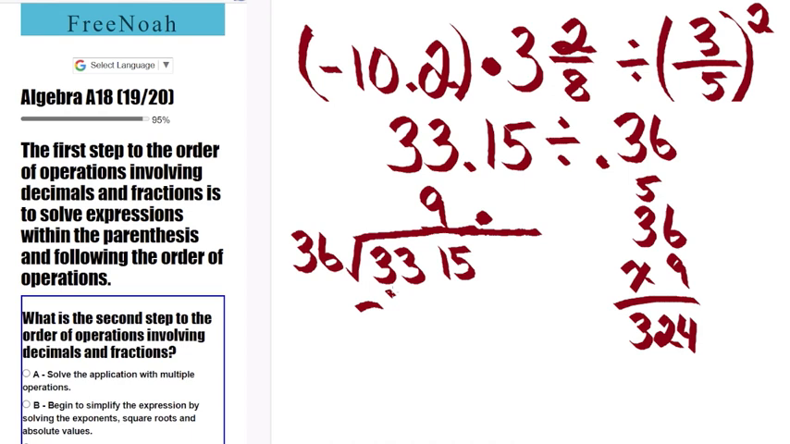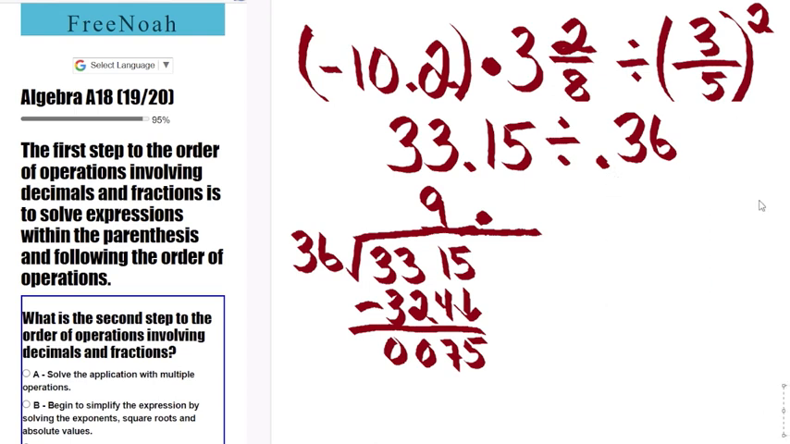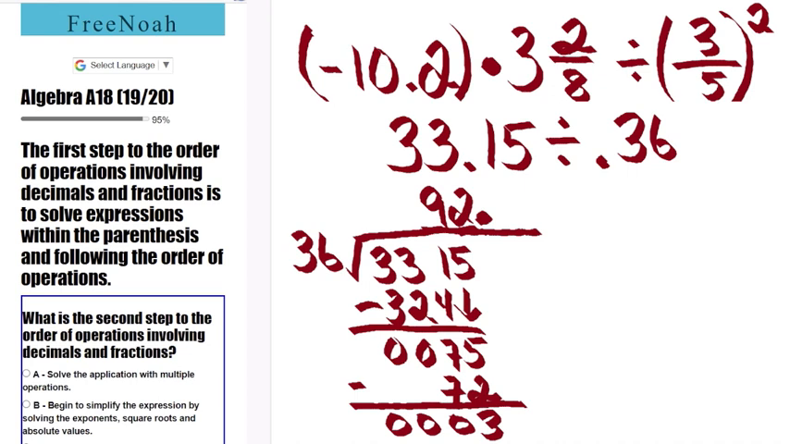Okay, 9 times 36 is 324, and 331 minus 324 will give us 7. Let's drop down the 5. 36 goes into 75 twice, giving us 72. Okay, 75 minus 72 will give us 3.